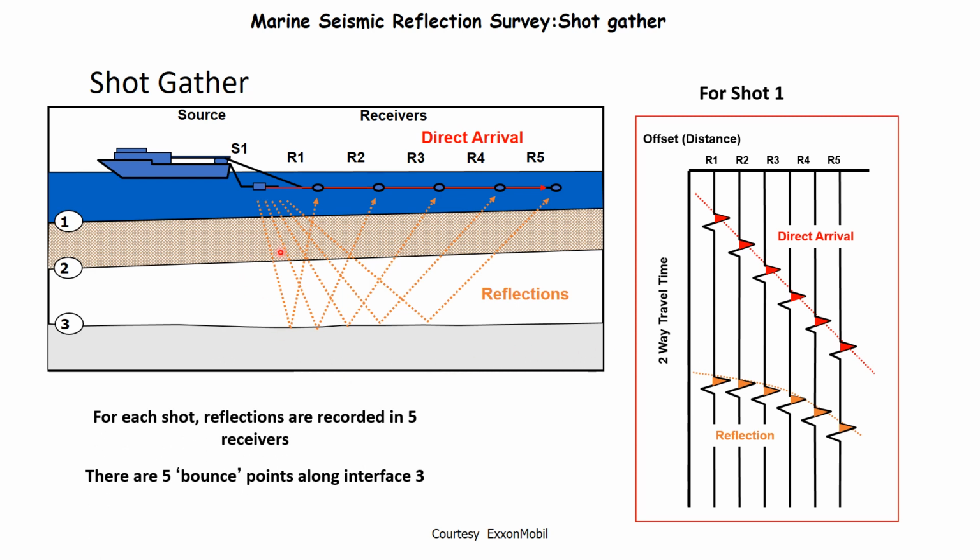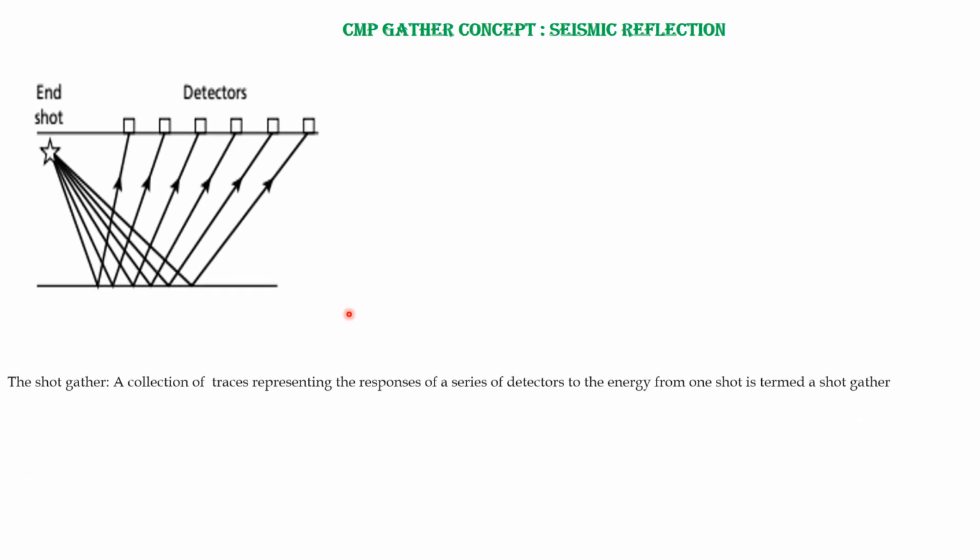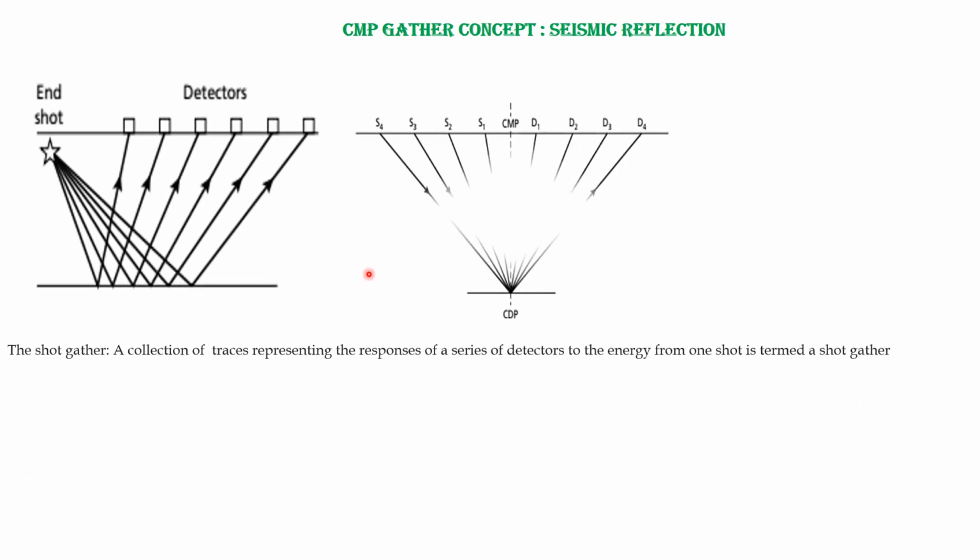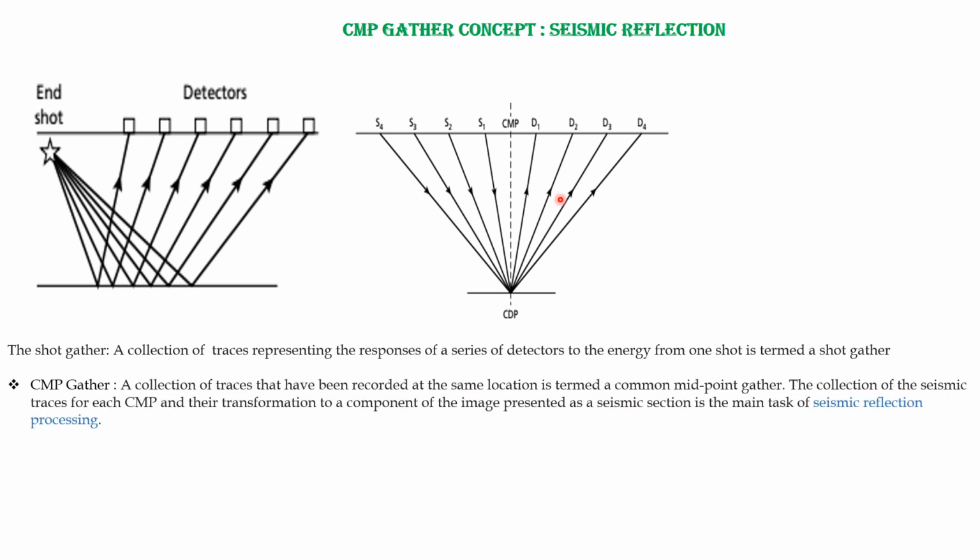Now for each shot, you can see the reflections are recorded in the 5 receivers, and there are 5 bounce back points along the interface. So we are just imaging the subsurface in the seismic method. Now, in a seismic survey, although we do shot gathers, to enhance the signal to noise ratio the common midpoint gather is very important. The collection of which is the main task of seismic image processing.